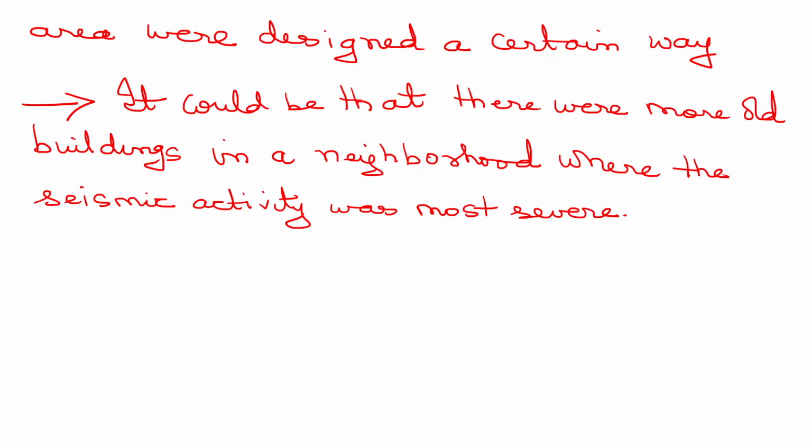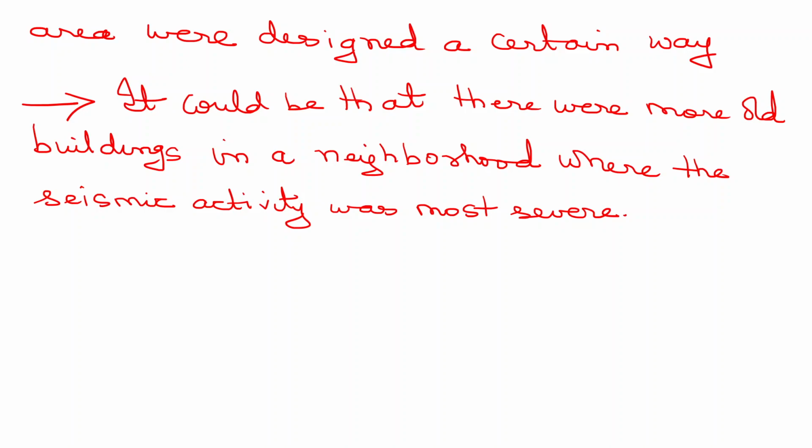Another point could be that the older buildings that we find collapsed during the earthquake could all have been located in a neighborhood where the seismic activity was more severe. That means they were closer to the earthquake's epicenter. So even if, just by looking at the data, we find that older buildings collapsed during the earthquake, we still cannot conclude that it was the building's age that led to their collapse. It could also be that these buildings coincidentally were near the earthquake's epicenter, and hence the severity of the earthquake was greater in these areas, which led to the buildings' collapse.